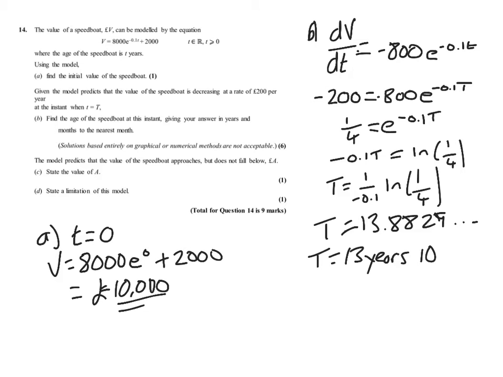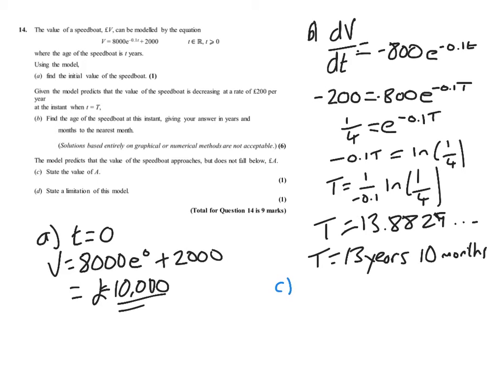Hopefully you're okay with converting a decimal number into years and months. So it's 13 years, of course, the 13. And then 0.8829 times 12 would give you 10 months. Or just a bit over 10 months, but we round to the nearest month. Let's just get a different colour for the next bit.